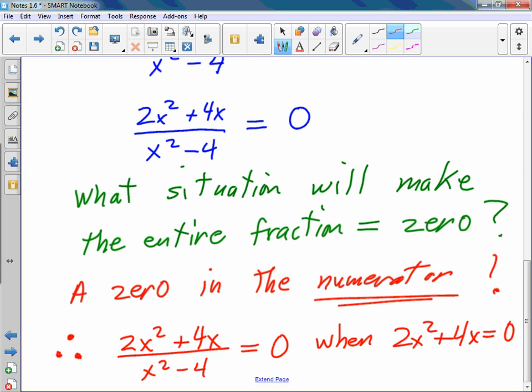Don't jump to x yet, Nathan. Can I make that statement? Okay. And hold your thoughts about the denominator for now. We're going to talk about that in just a minute. For right now, just say this whole thing goes to 0 when the numerator goes to 0. 2x squared plus 4x equals 0.